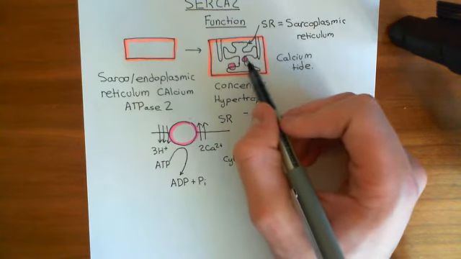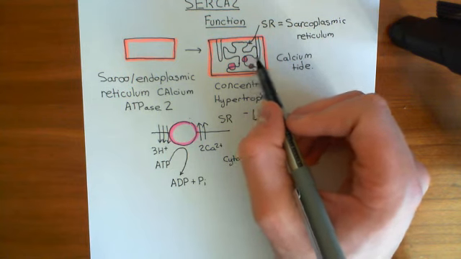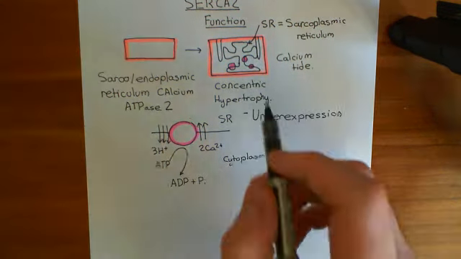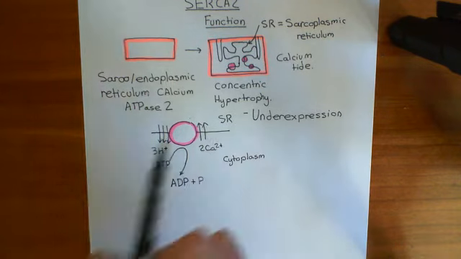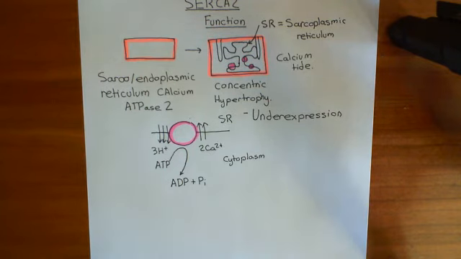So if we replace the SERCA2 pumps, that should return the size of the calcium spikes, and therefore the amount of force that the cardiomyocyte is capable of generating. We can do this basically by adenoviral gene therapy, which I'll describe to you in the next video.